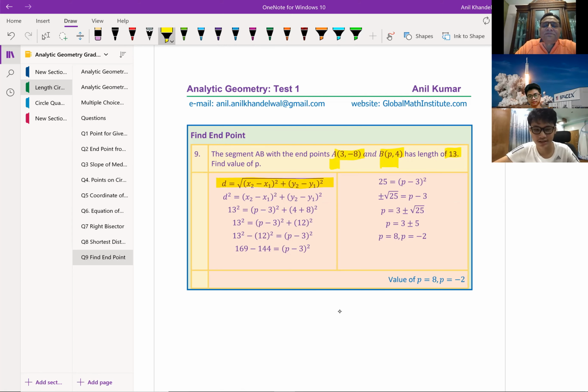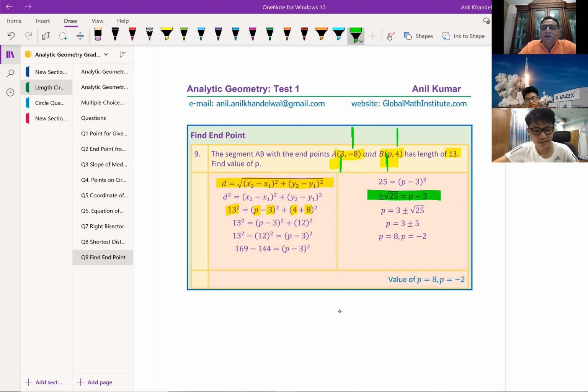So we substitute 13 for our d, and we substitute x1 as 3 and x2 as p, and y2 as 4 and y1 as negative 8, and later we get the value of p as 3 plus or minus the square root of 25.